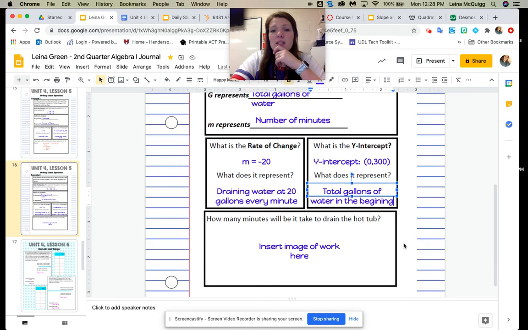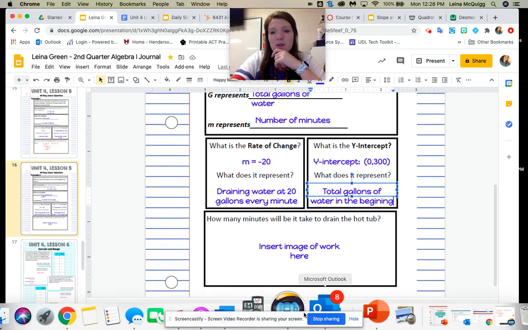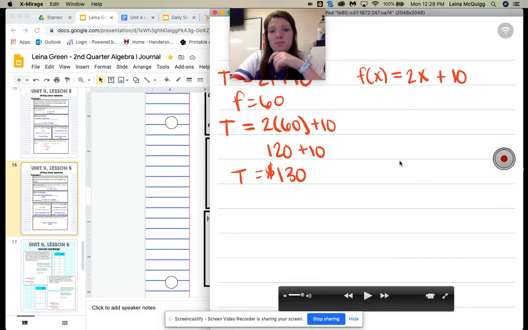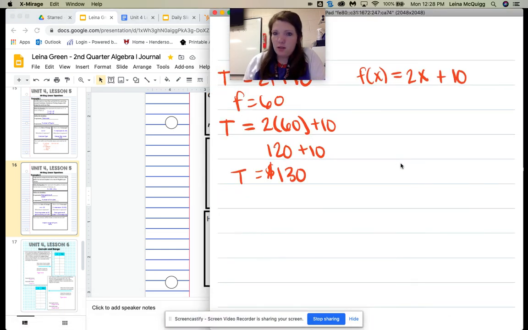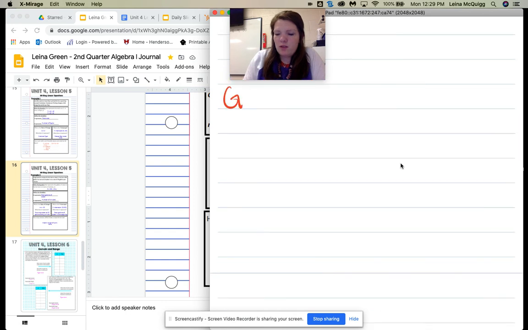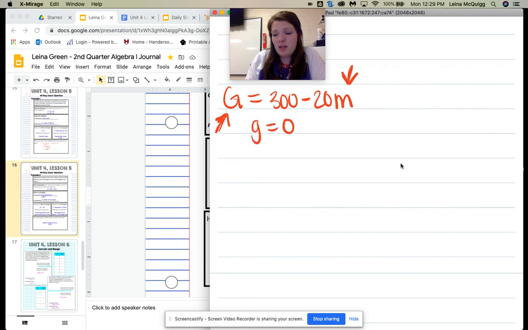So how many minutes will it take the hot tub to drain is what we want to know. So this problem, we have G equals 300 minus 20m. And I want to figure out an m. I don't know what my m is, but I know I want it to be completely empty. So that means I need this number to be 0. I want my G to equal 0. Okay, so let's go ahead and plug that in. If our gallons is 0, then how long did it take me to get there? I can solve for m. I can figure out that time.